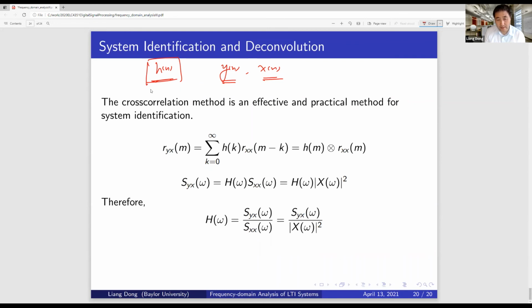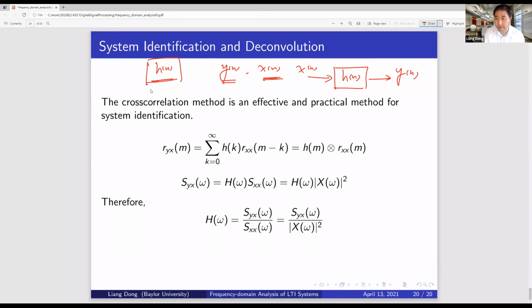So indeed, in practice, usually we don't really work directly on the signal itself. We are taking the statistics, we are using the cross-correlation method to identify the system. How do we do that? We know for the system, if the system is Hn, Xn comes in, the output is Yn.